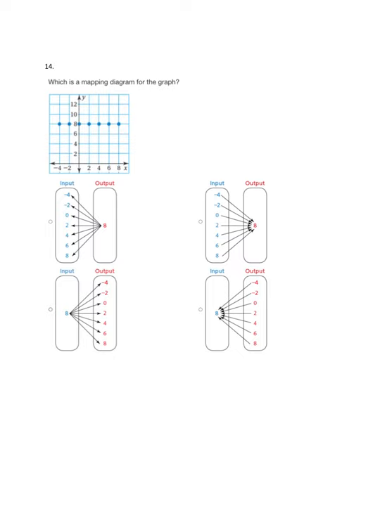All right, next we are choosing the mapping diagram that matches the graph. So if we look at the graph, our ordered pairs are -4, 8, -2, 8, 0, 8, 2, 8, etc. So what we're looking at here is when the input is each of these numbers, our output is 8, so that's this one right here. This, by the way, is a function. Each input does have only one output. They just all happen to be the same output.